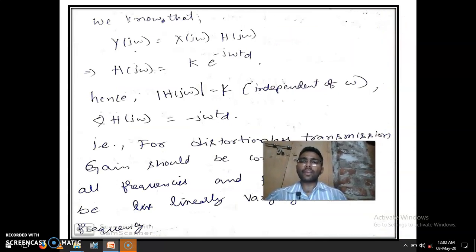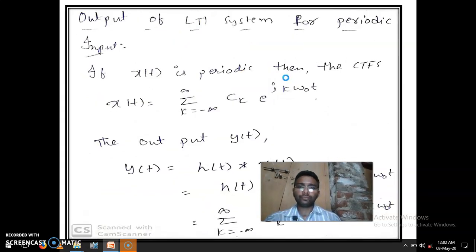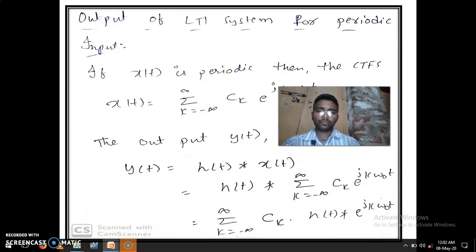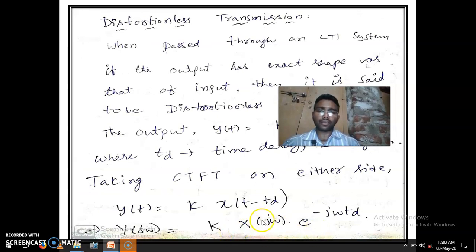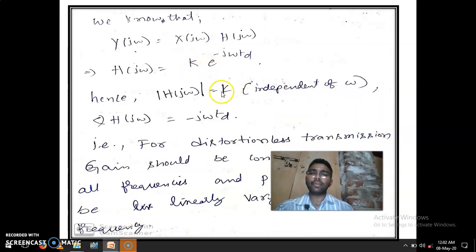Now, we know that Y of j omega is equal to X of j omega into H of j omega. When we compare this with the previous expression, if you put X of j omega aside, H of j omega will be K into e power minus j omega td. So you can easily see that the magnitude of this is simply K, a constant independent of omega, and the phase of this is minus j omega td, which varies linearly with respect to omega.